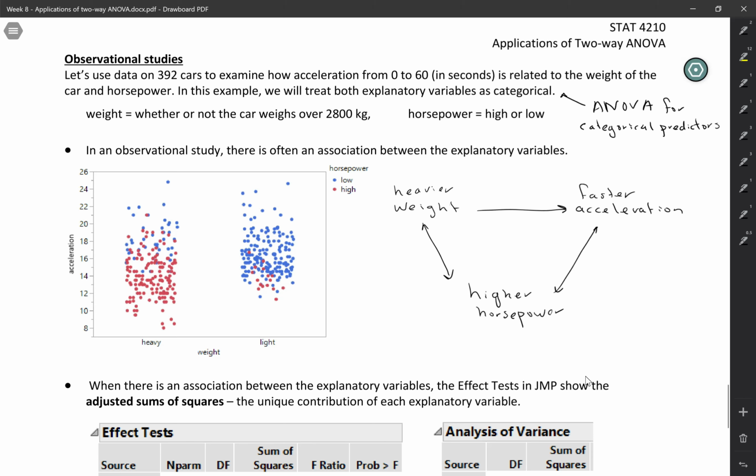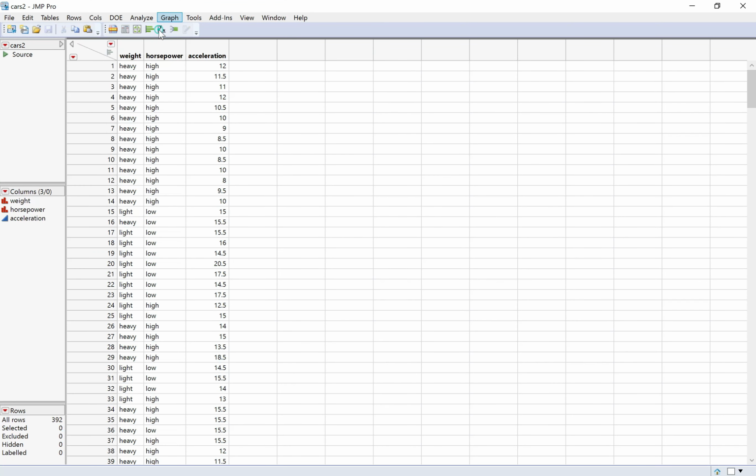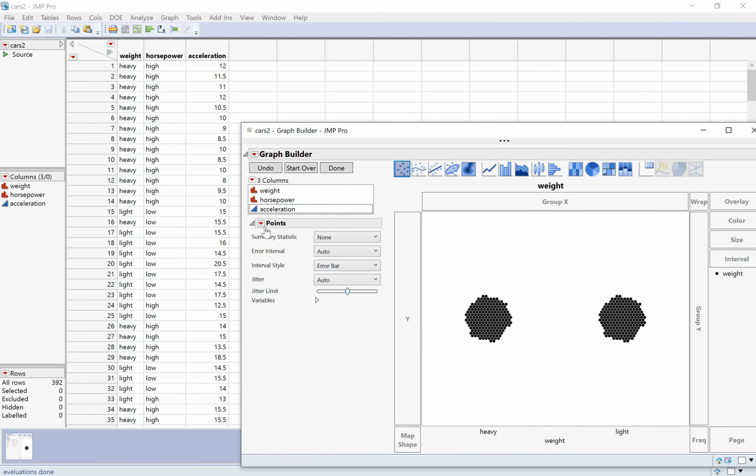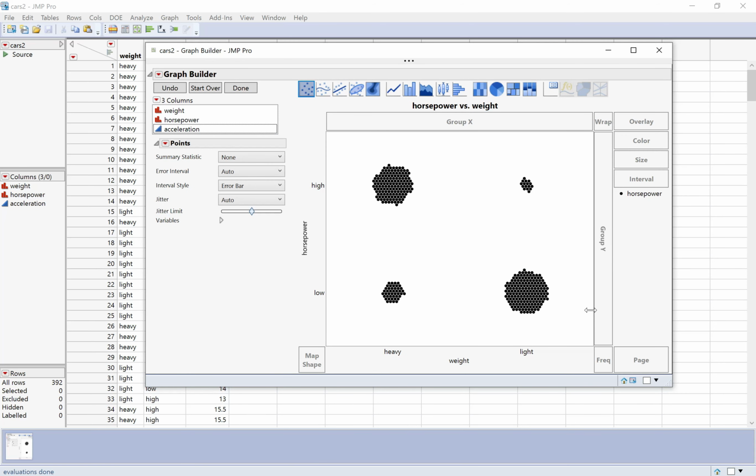But if we just want to look at the association between the explanatory variables, there's an even simpler graph we can make. So I'm just going to go to Graph Builder, and I'm going to put the weight of the car on the x-axis and the horsepower on the y-axis. And I can see the association by the fact that these groups are not balanced. Right, I can see that there tends to be cars in the high horsepower heavy category or the low horsepower light category, right? There's a tendency for the variables to go together. They're not independent of each other.